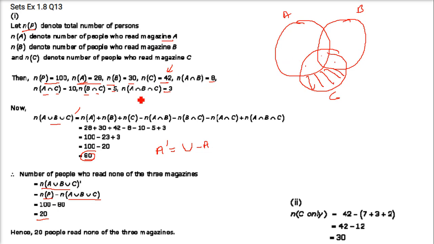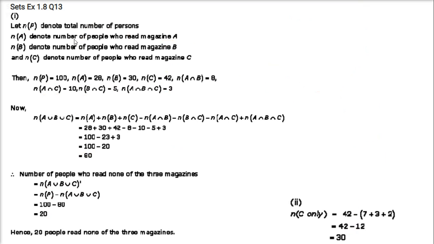Okay. So how to get it? We know that n(A intersection B intersection C) is 3. This is 3. And then we have n(A intersection C) also. n(A intersection C) is 10. Because it is 3, so it has to be 7. Now, B intersection C is also known. B intersection C is what? It is 5. So if it is 3, it has to be 2. So we have to subtract this from C. What is the total number of C? It is 42. We have to subtract 7, 3 and 2. That is minus 7, minus 3, minus 2. Then you get this portion. This is going to be 30.